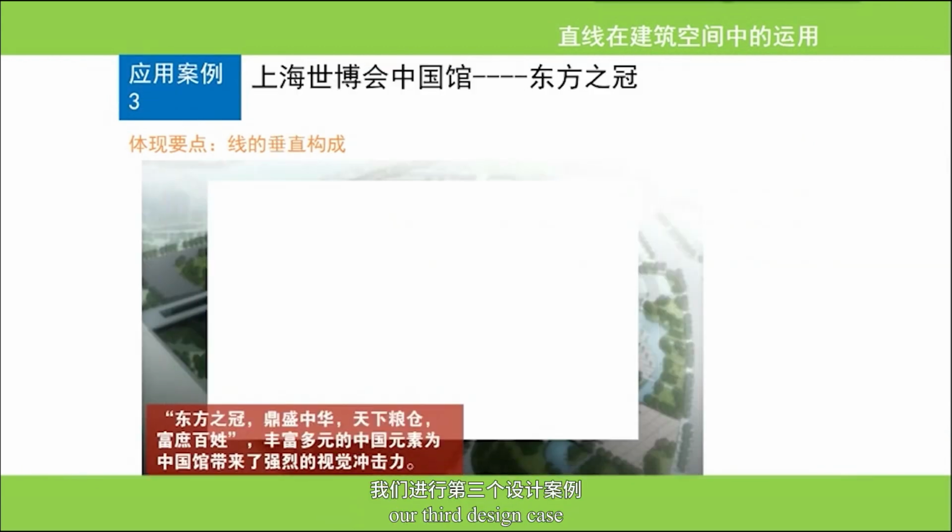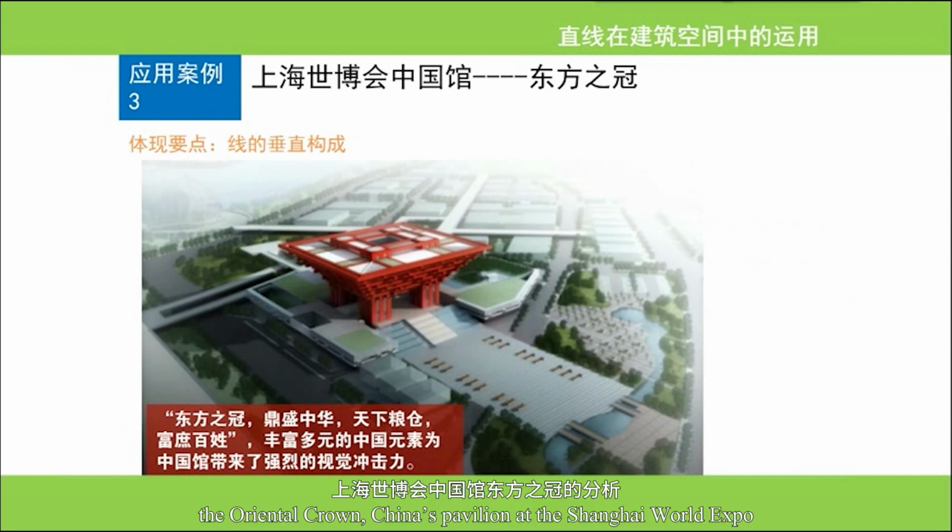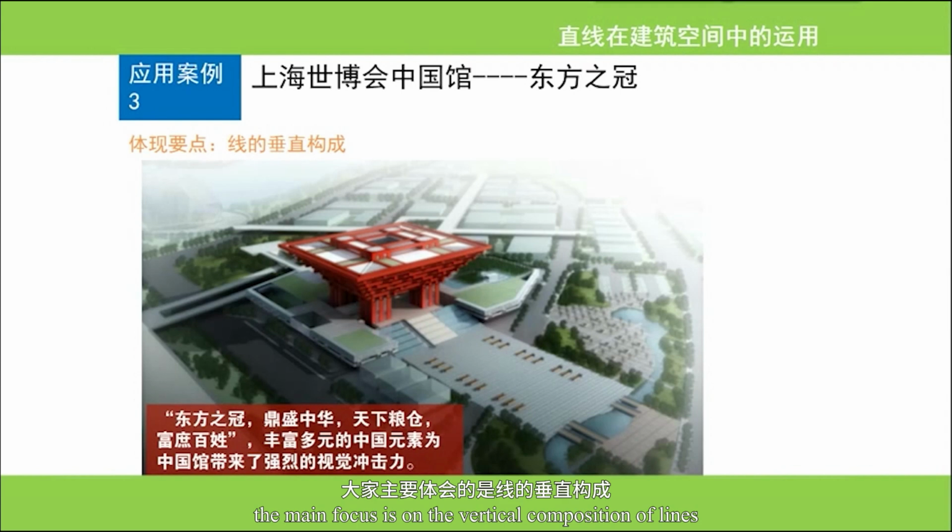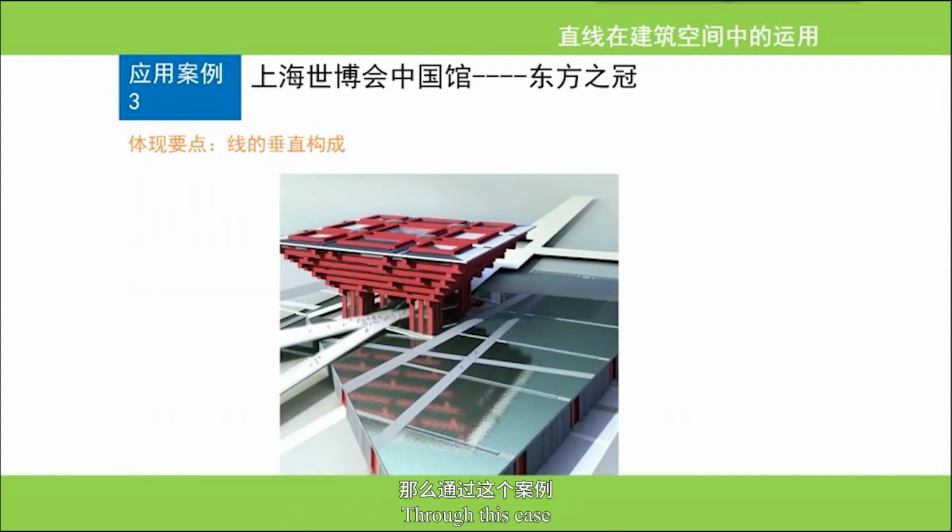Now we move on to our third design case. The Oriental Crown, China's pavilion at the Shanghai World Expo. In this case, the main focus is on the vertical composition of lines. We can know the Oriental Crown is based on the concept of splendid China, ample barn, and rich people. Its rich and diverse Chinese elements bring a strong visual impact to the China Pavilion.